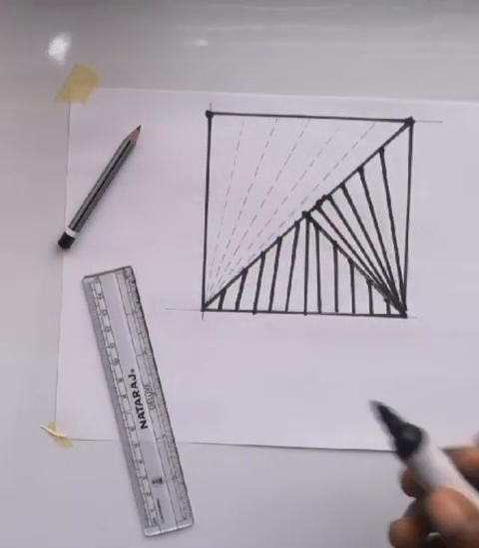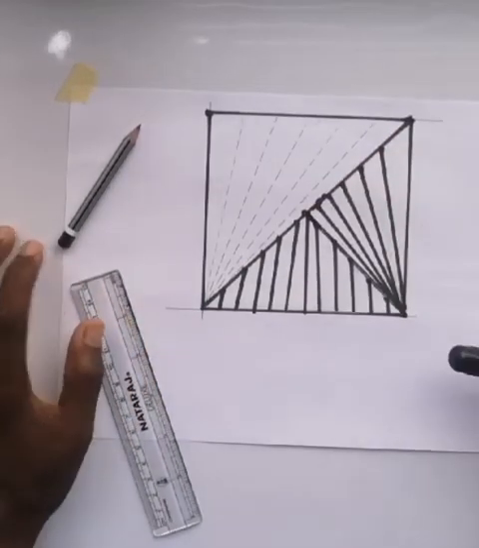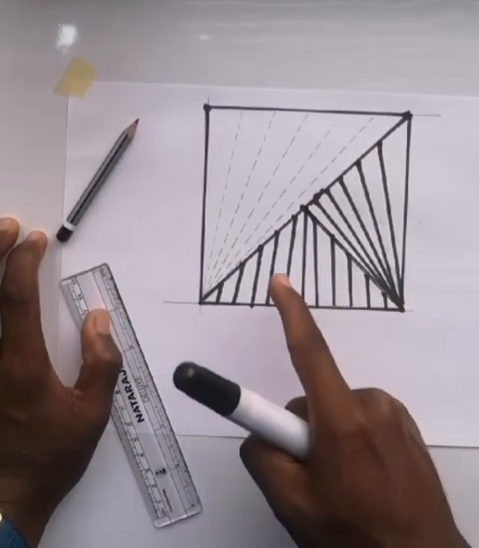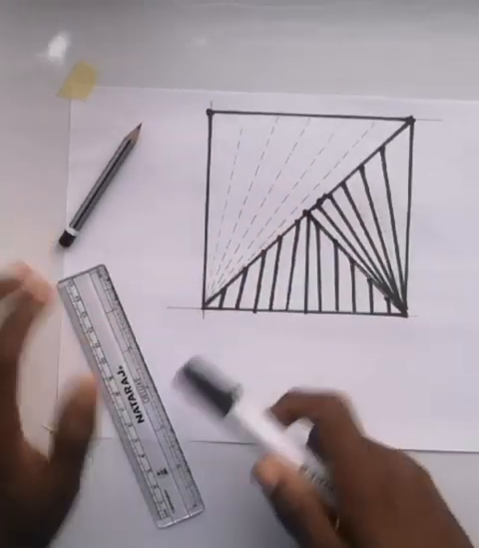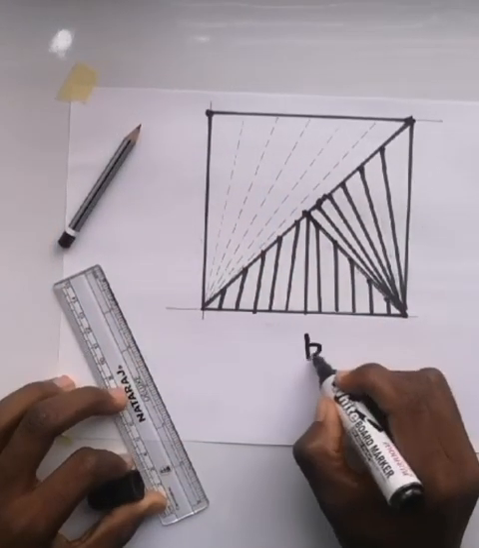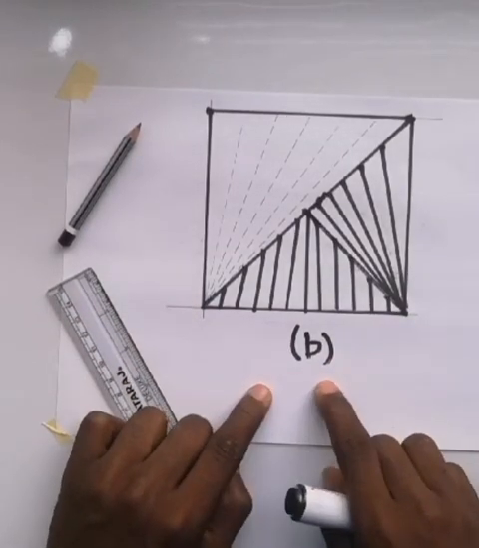Okay, so ignoring all the bullet points that you have, this is how it should look like. So you can clearly distinguish thick and thin lines. So this is for B. So you can neatly write B under it, and that's the end.